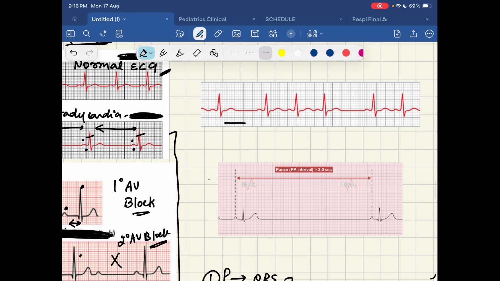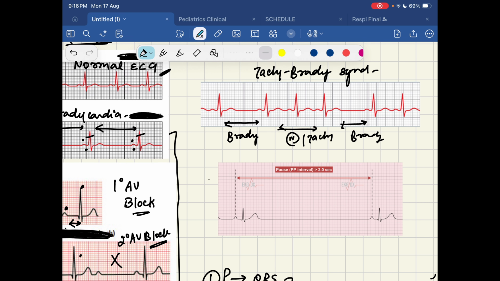Can you see that here we can see a bradycardia-like situation, and here we can see a normal or a tachycardia situation, and again we have a bradycardia situation. This is called the tachy-brady syndrome. This is not that important, you just need to have a clue about it.